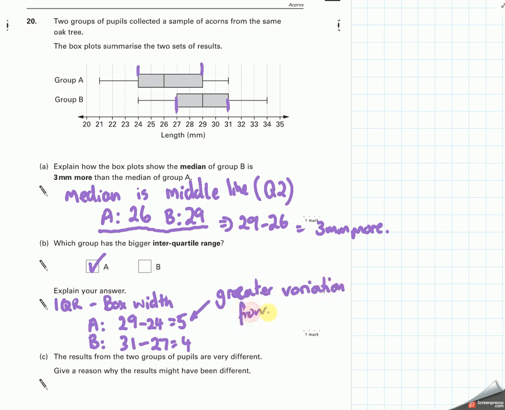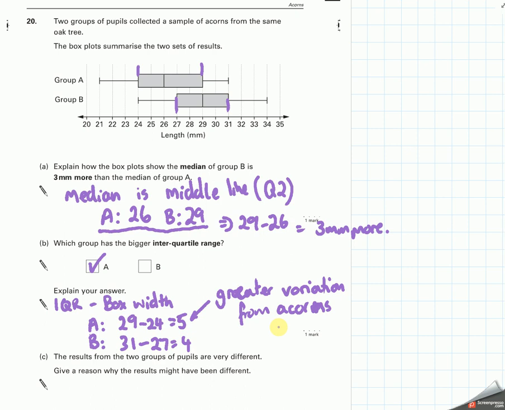from their acorns. That's what the interquartile range, the IQR, is: a greater variation in acorns. Whether or not that's good or bad depends on the situation.